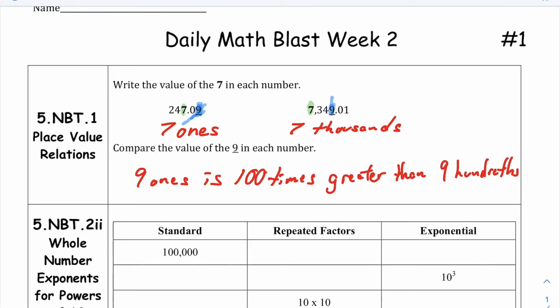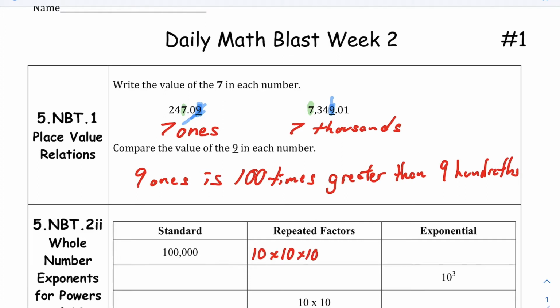5 NBT 2, whole number exponents for powers of 10. Here we have standard form, repeated factors, and exponential, and we're just converting from one to the other. So when I look at repeated factors, we're talking about repeated factors of 10. So we're going to start with 10. And now what I have to ask myself is I'm going to multiply this by 10 until the digits shift to match 100,000. So 10 multiplied by 10 would be 100.